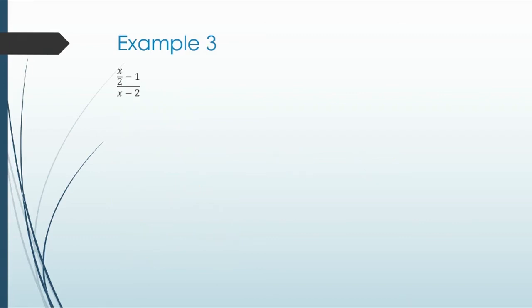Okay, example 3. Now this is an example of a complex fraction because we actually have a fraction within a fraction. So this vertical bar, the big one that we have, that is division. Because a fraction is the same thing as division. It's just another way of writing division. So we can rewrite this as x over 2 minus 1. I'm going to put parentheses around that to indicate it's that whole thing, divided by x minus 2.